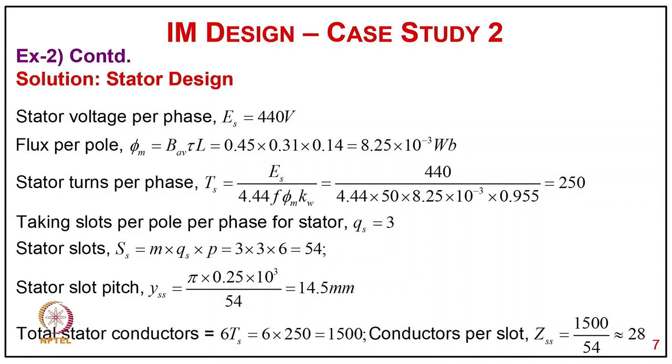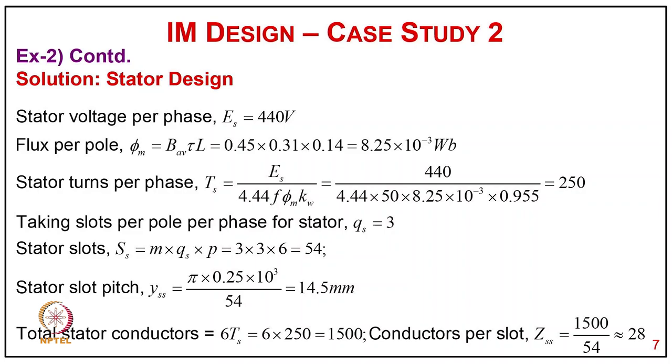From this, we can calculate the stator turns per phase, Ts equal to Es upon 4.44 f phi m into Kw. So it comes to 250 turns with round off, and taking the slots per pole per phase for stator Qs equal to 3. So total stator slots S equal to Qs into P, that is 3 into 3 into 6, that's 54. Now we can calculate the slot pitch, that is Yss equal to pi D divided by number of slots. Putting in the value it comes to 14.5 millimeter.